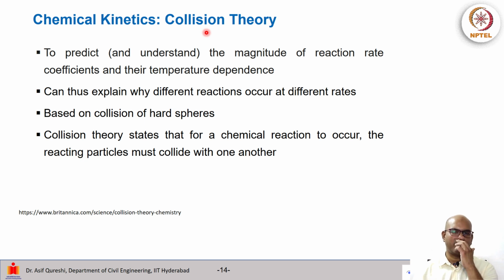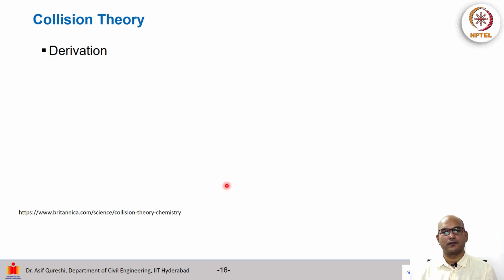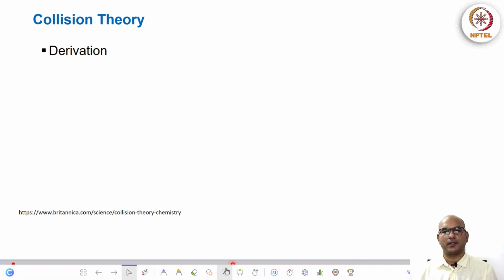Now, this theory is based on the collision of hard spheres. It states for a chemical reaction to occur, the reacting particles must collide with one another or the reaction will not happen. So now we will look a bit at the derivation.